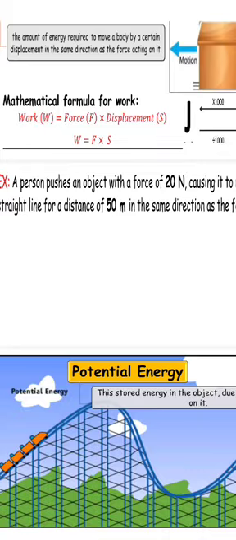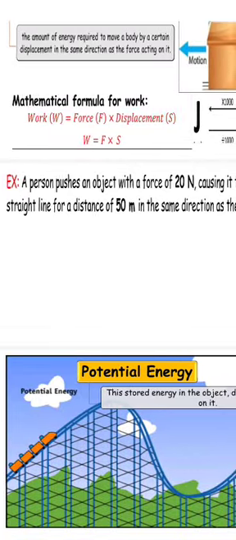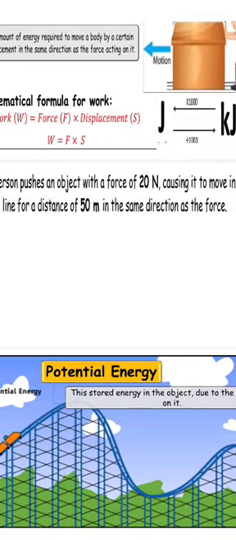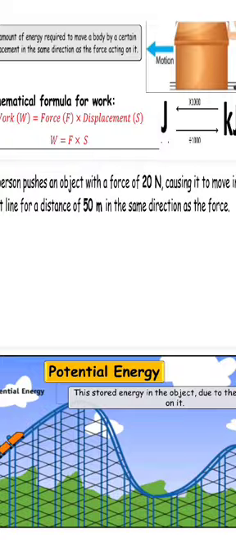Problem: a person pushes an object with a force of 20 Newton, causing it to move in a straight line for a distance of 50 meters in the same direction as the force. Pay attention, in the same direction. Calculate the work. Work equal force times displacement. We have the force here, 20 Newton, and also we have the distance, which is 50. So we get the work easily. And the measuring unit of the work is joule.